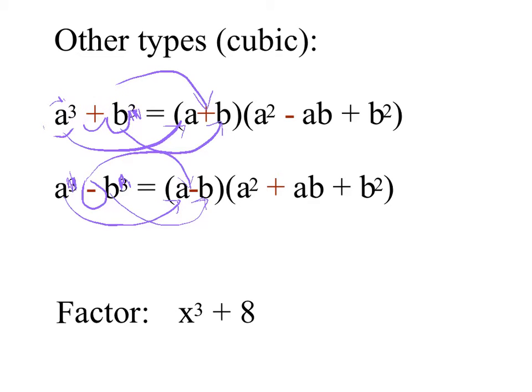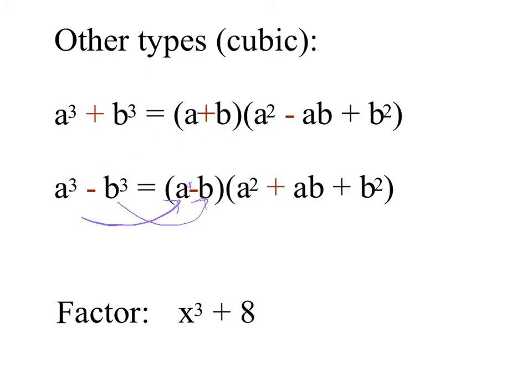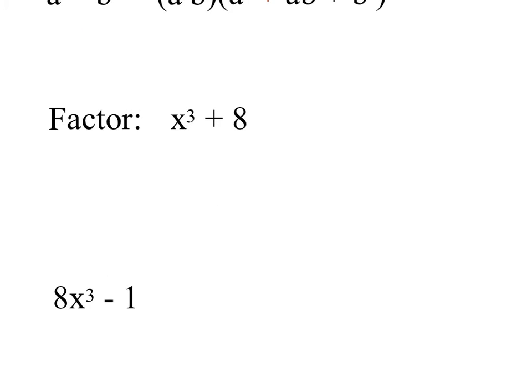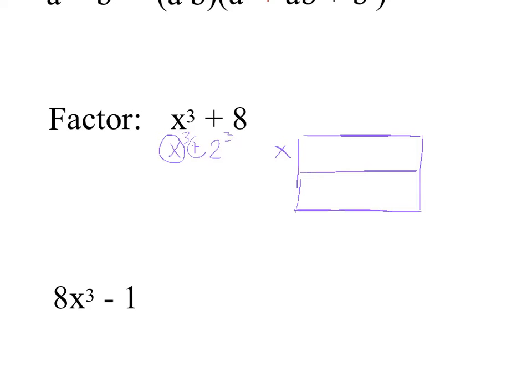So let's just check this out. Let me get rid of all this. All right, so x cubed plus 8. First thing we need to do is figure out what's being cubed. Obviously x is being cubed, plus, and then what number cubed gives you 8? Hopefully you all know that 2 cubed gives you 8. So we're going to set up a box. I need to set up a box that's 2 down, because I know that I'm going to have the x, a plus sign, and then the 2.